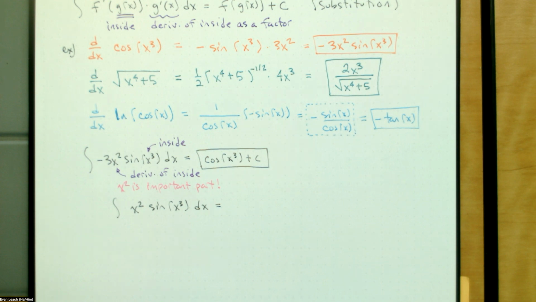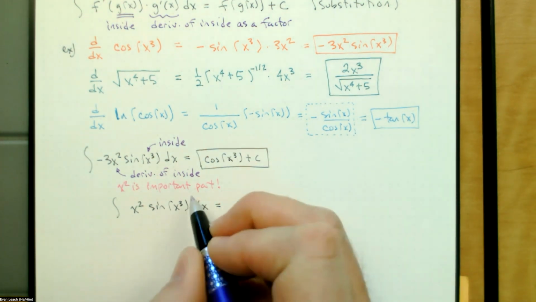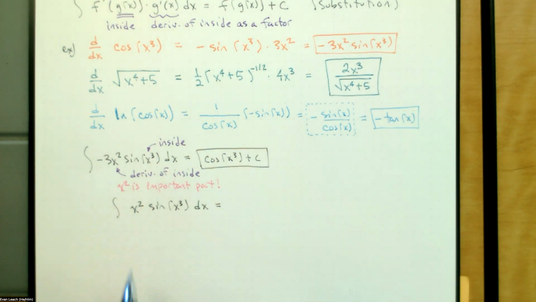That's okay, because -1 is a constant factor. The derivative of x cubed is 3x squared. We don't have a 3. That's okay. 3 is a constant factor. We have the important part. Here the inside is the x cubed, and the derivative of the inside is the x squared, the important part of the derivative of the inside.